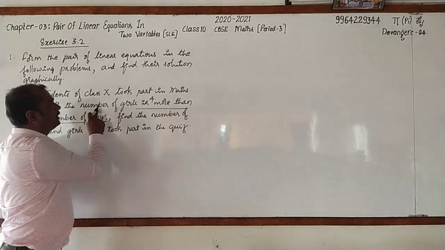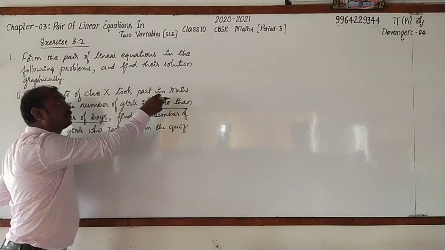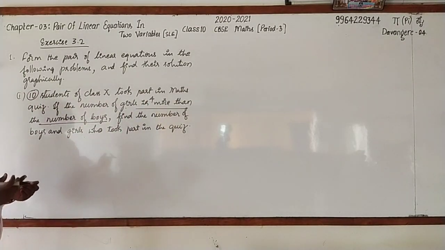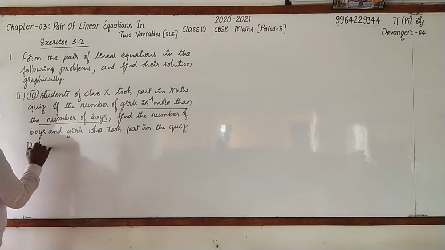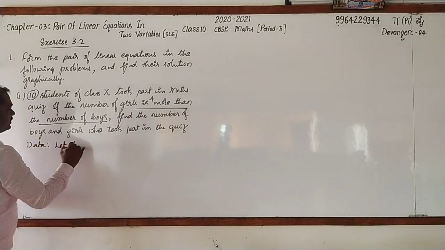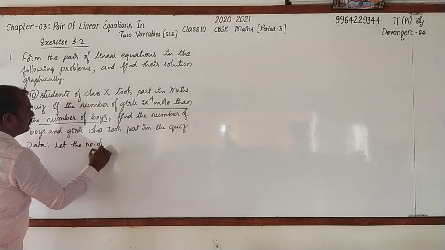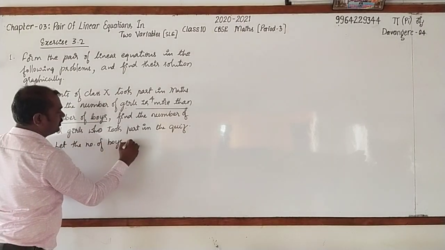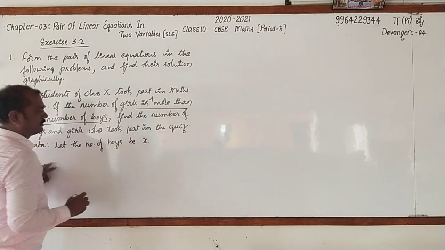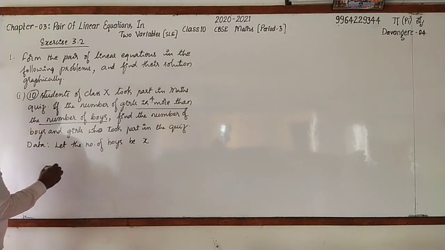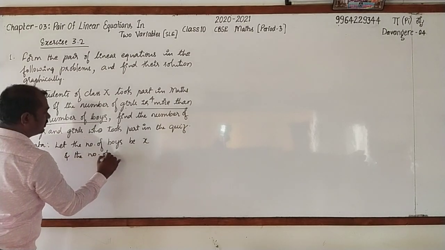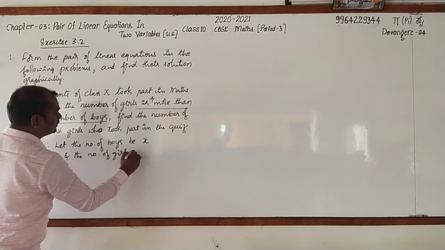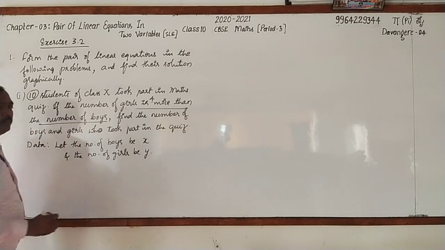But here they are given the number of girls is 4 more than the boys. What about the number of boys? It is unknown. So first, let us write, let the number of boys be X. And the number of girls, you can call it as Y.